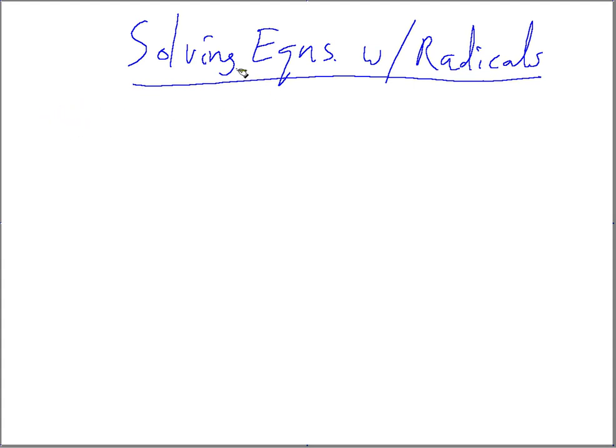Now, remember, let's recall it from previous math class. The key concept is to isolate the radical and then take it to a certain power to get rid of the radical and finish solving the problem. So here's what I mean by that. Let's suppose we have something like square root of x minus 5 is equal to 11, for example.